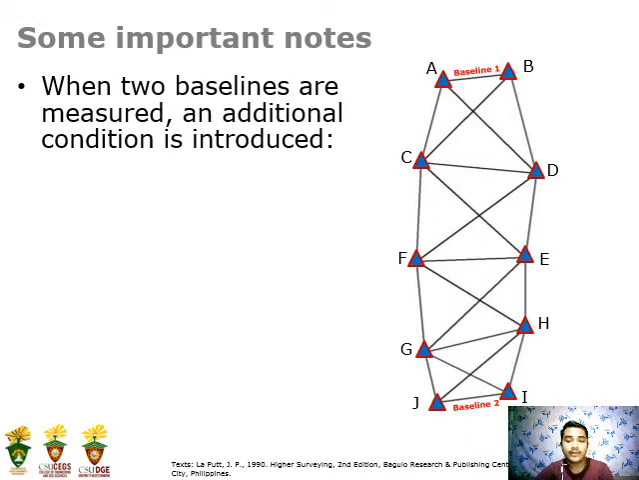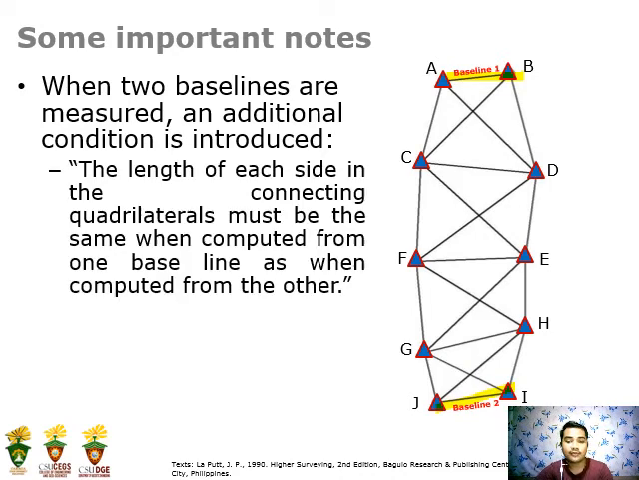Another one is when 2 baselines are measured, an additional condition is introduced. No? Kung tintahay na kay duha ka baseline, baseline 1 and baseline 2. And kaning mga tunga-tunga, imo na siyang gamiton for check base. Kaya condition ang dapat i-consider. The length of each side in the connecting quadrilaterals must be the same when computed from one baseline as when computed from the other. Like for example, ang imuhang nakay duha ka baseline, baseline 1 and baseline 2. And imong check base is naa diri sa FE, no?